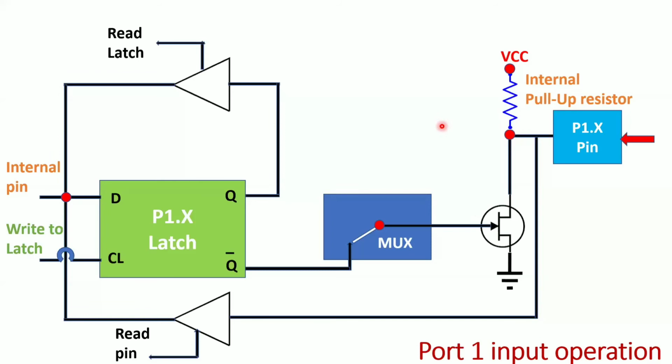Now we will see the input operation of your port 1. So what is my input operation? Whenever I write 1 here, this makes it an input pin. Now we send 1 here. What happens to the write to latch? The write to latch signal is 1. Now whenever I send the 1 from D, you will get 1 here. And what happens to the Q bar? Q bar will get 0. Whenever this is 0, the same 0 goes in here and you will get 0, which makes your transistor off.